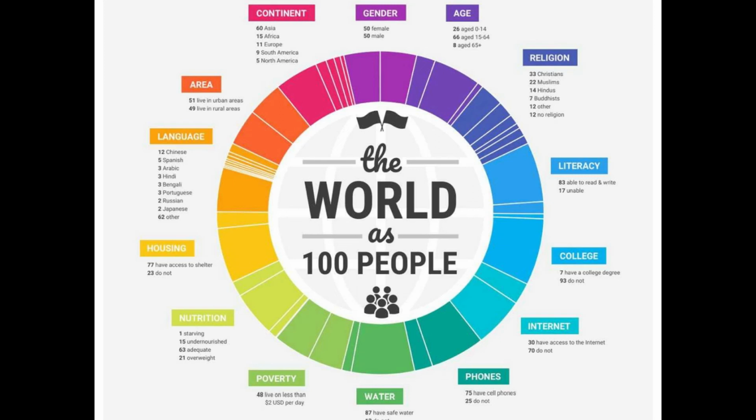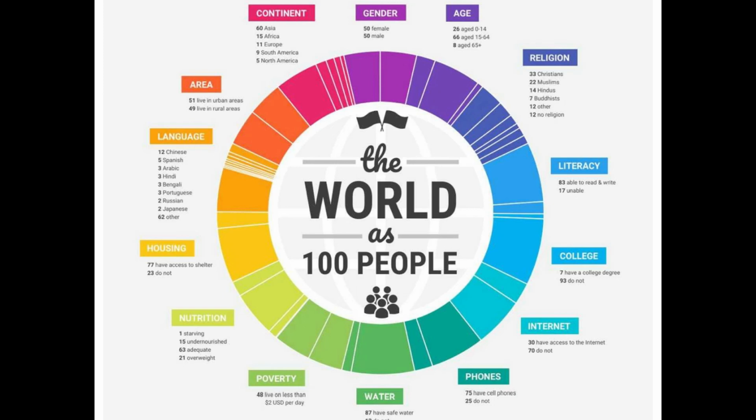Literacy, 83 people are able to read and write, and 17 not. In college, 7 have a college degree and 93 do not. It means at the school level they are completing their study. 30 people have access to internet and 70 do not. But the cell phones are there. 75 people have a cell phone and 25 do not. And water, 87 have safe water and 13 do not.